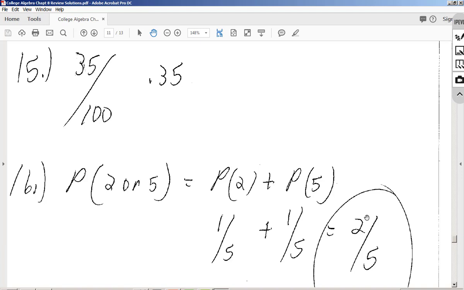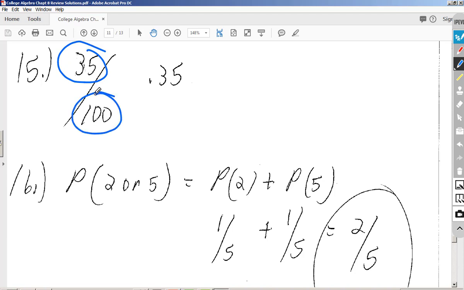So if you look at this problem, you go to 3 and 4, and it says the number of deaths is going to be a total of 35. So just looking at the chart, this 35 comes right off that chart. And then it's a total of 100 cases, so that's going to be 35 over 100. And then 35 divided by 100 is going to be 0.35.